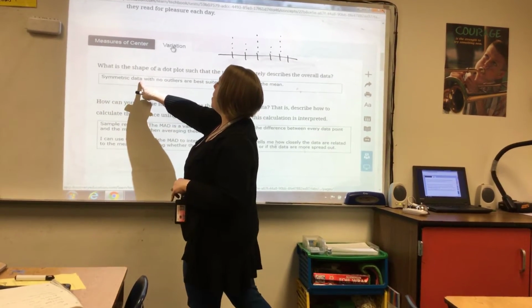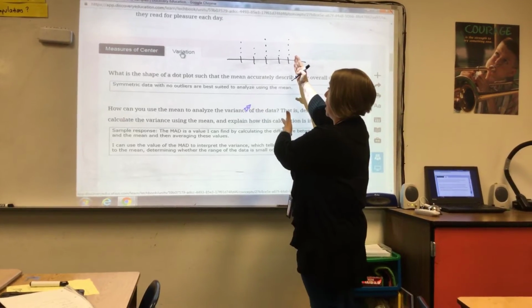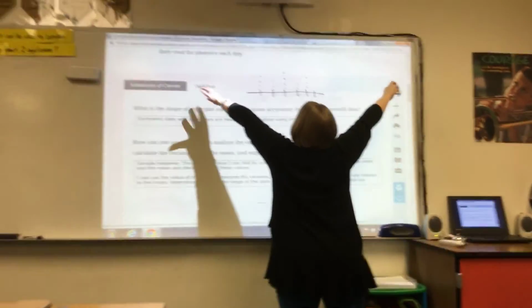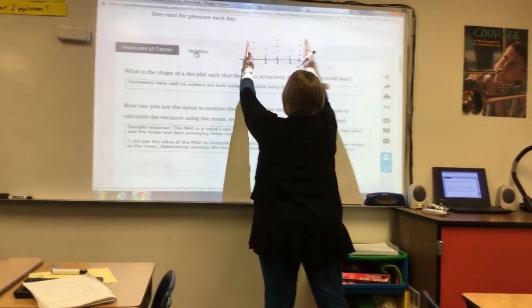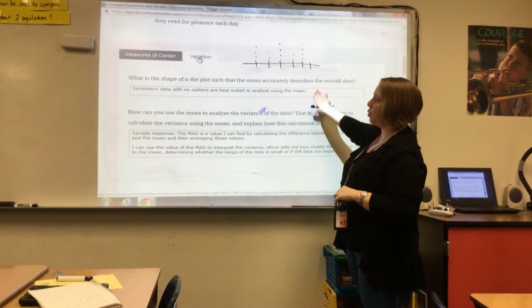It needs to be symmetric data. That means one side of the dot plot matches the other side of the dot plot, okay? No outliers. Outliers are values that are either way low or way high. You see how all my data is kind of in the middle? No outliers. So that's kind of the answer that I want you to have here.